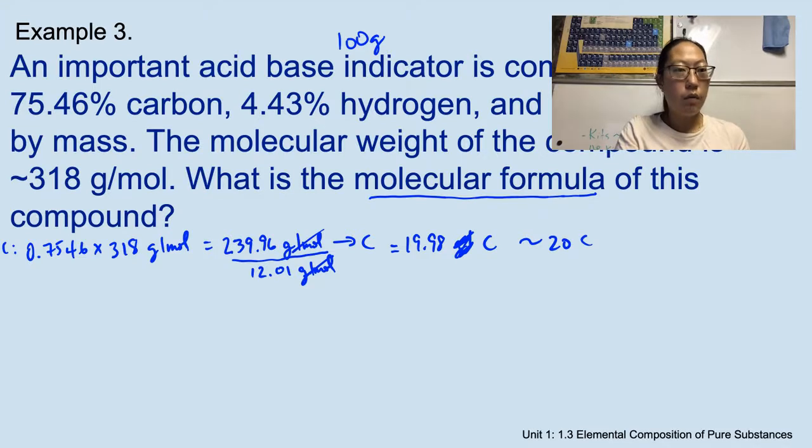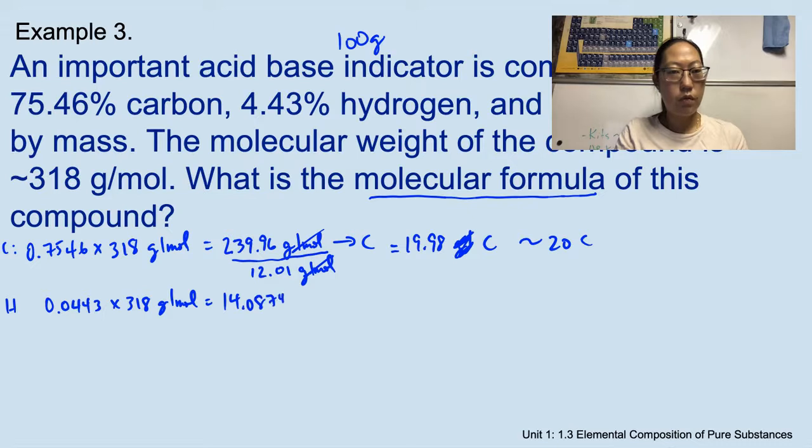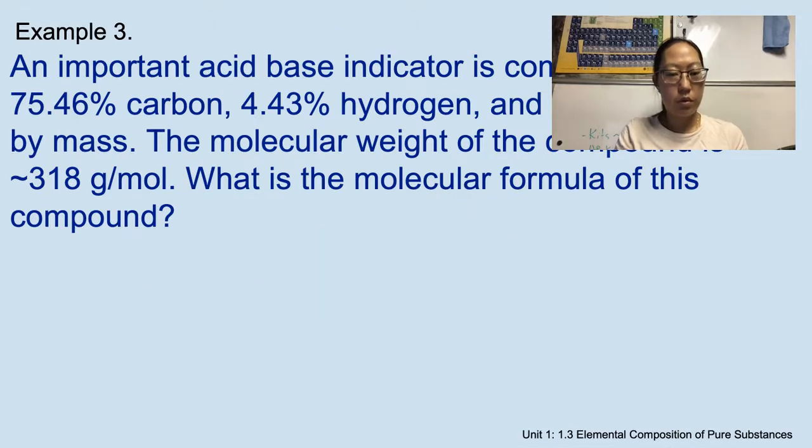All right, so now I have my carbon, and now my hydrogen. I can again change that to a decimal, 0.0443 times 318 grams per mole. I'm getting 14.0874. Oops. Uh-oh. Let me see if I can go back here. I did not mean to erase that. Command Z. Yikes. Okay, I guess I will just have to go back.